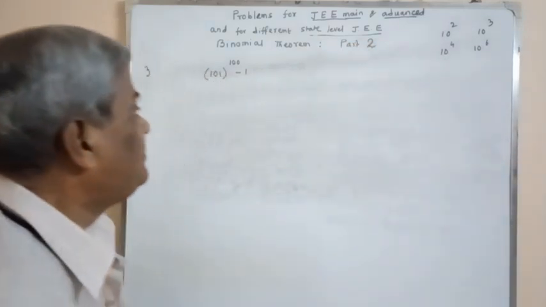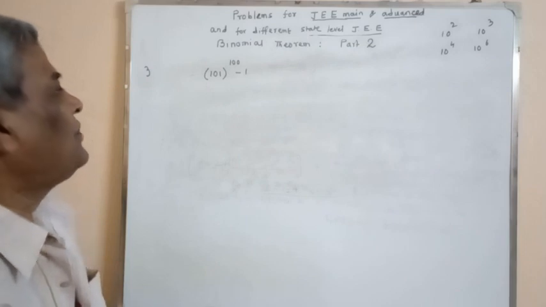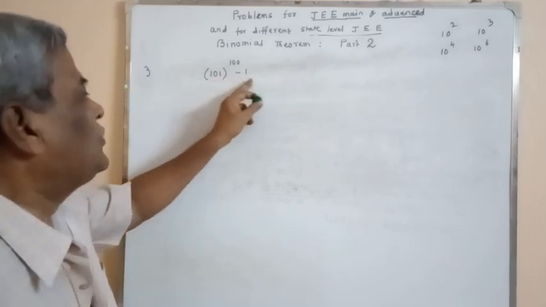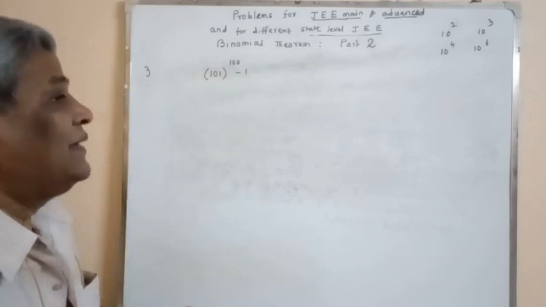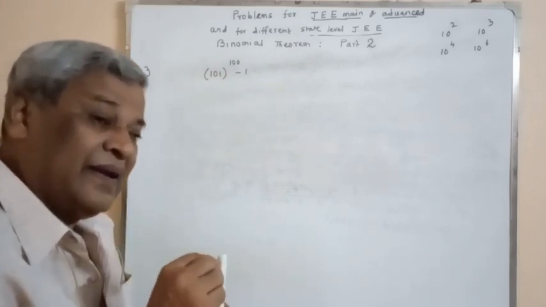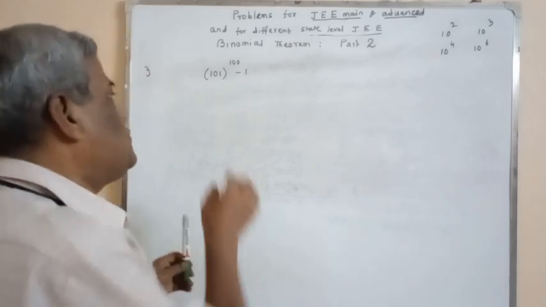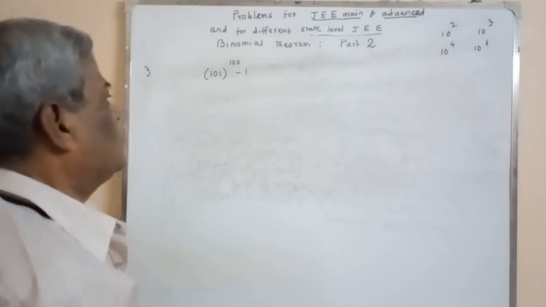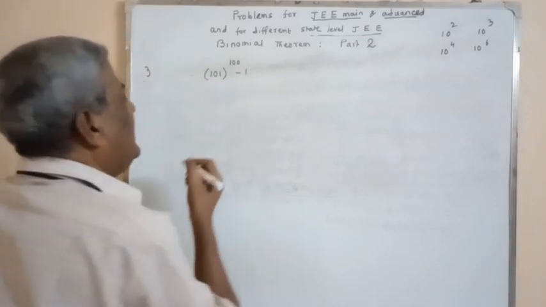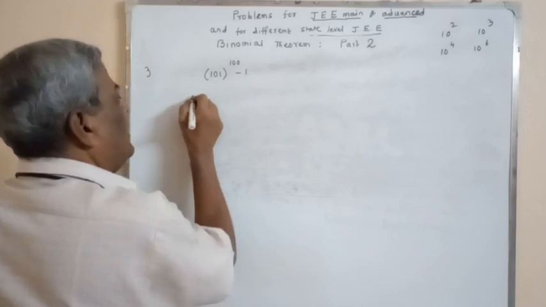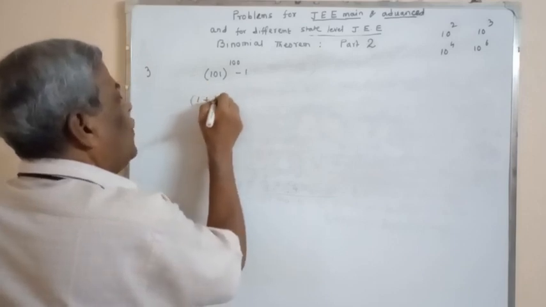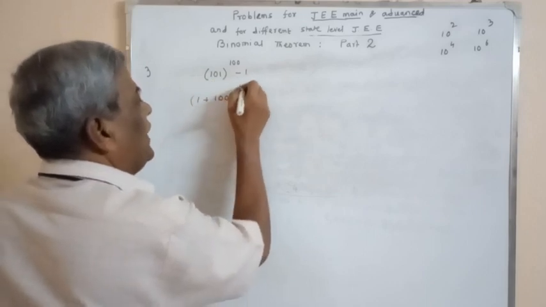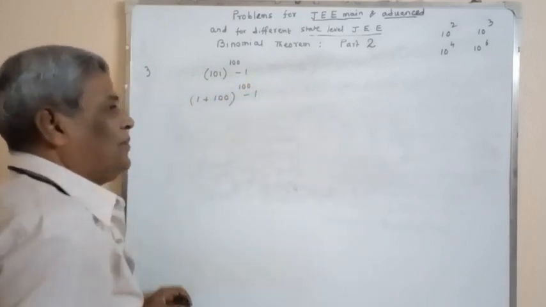Very simple problem. A number is given, 101 to the power 100, a big number. This minus 1, we have to find the greatest number by which this is divisible among that. So this can be written as 1 plus 100, that is 101, to the power 100 minus 1.